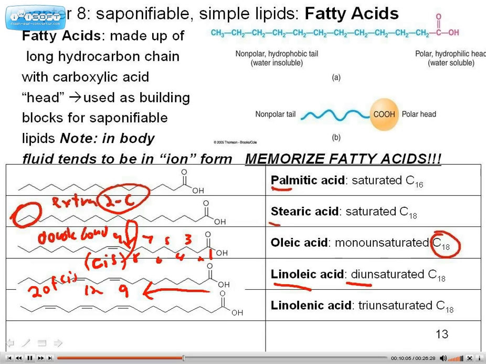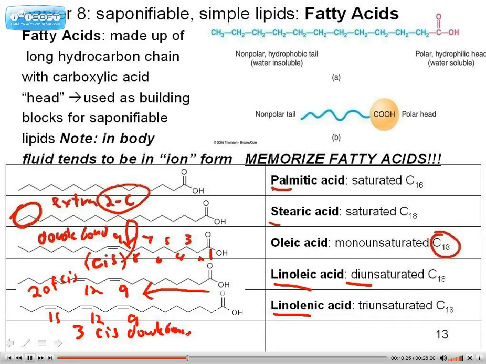And then if you take a look at linolenic acid, we have one at 9, we have one at 12, and then we also have one at 15. So we have 3 cis double bonds. Crazy.